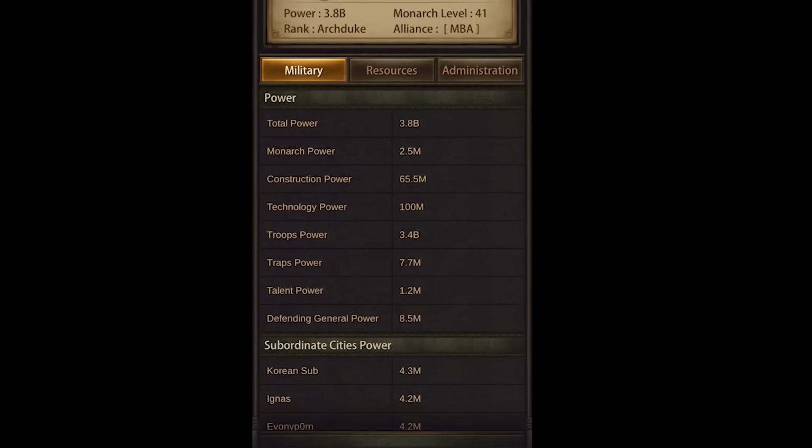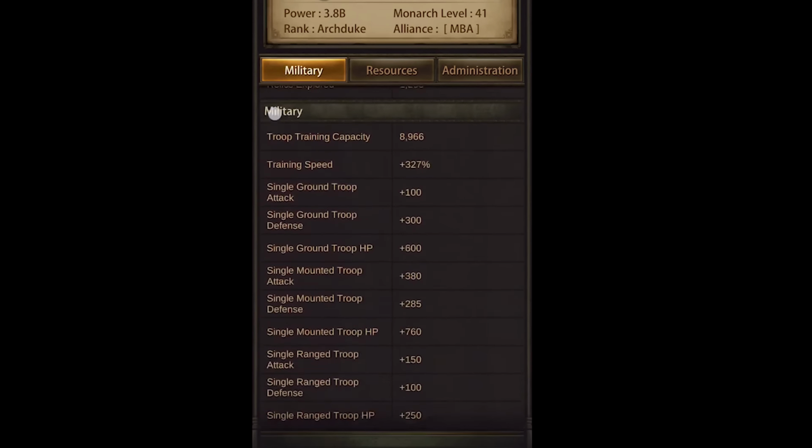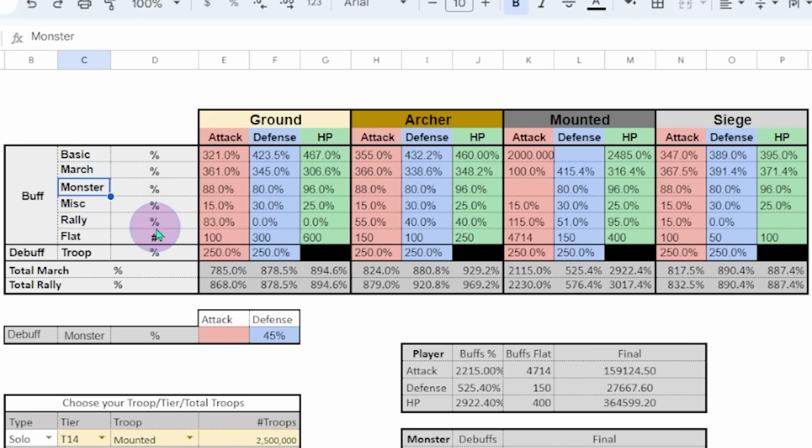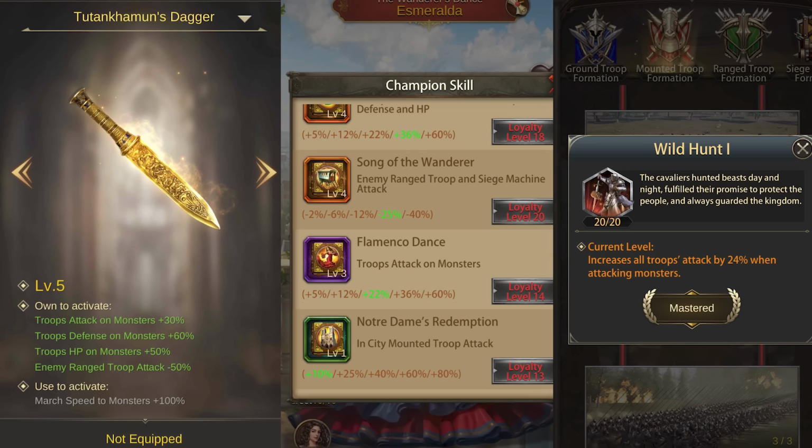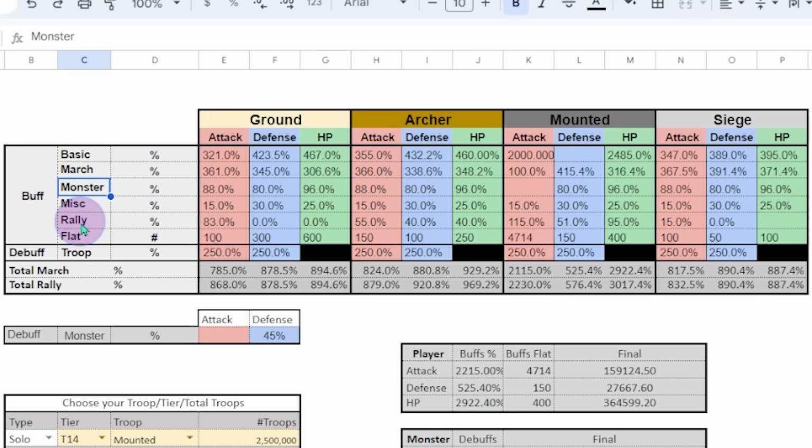Basic and march, you can find without a general, in your details tab. Monster is a little bit more complicated. You generally would have to look at your civilization treasure, your beauties that you're ticking, and your military academy. And rally, you can also find in your military academy, or, you know, this is a little bit complicated too.